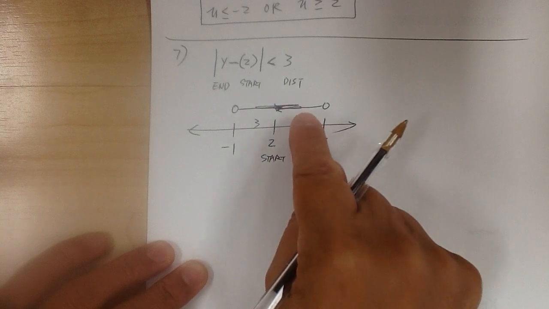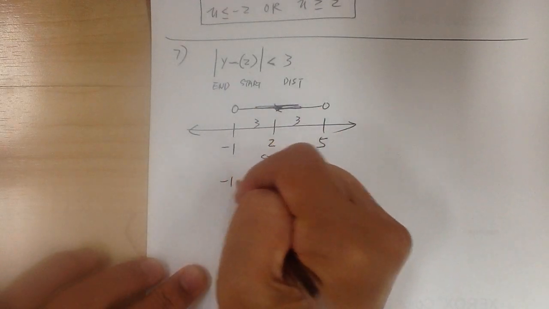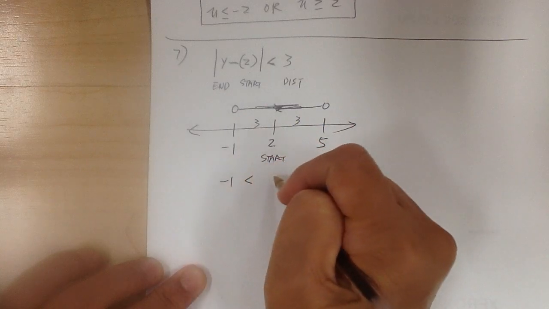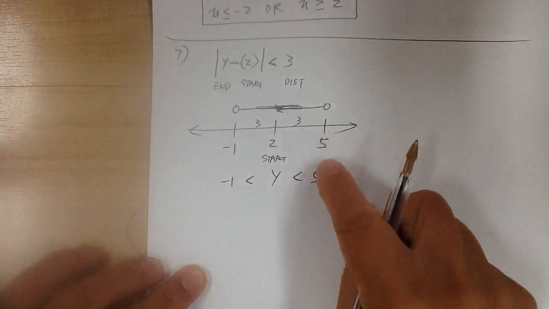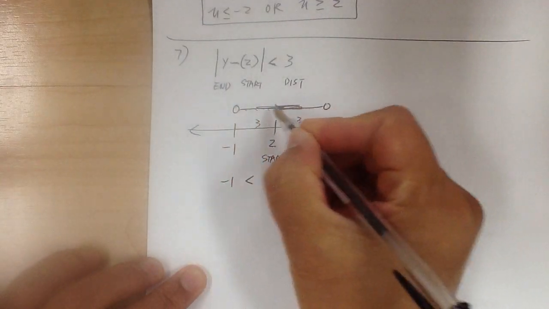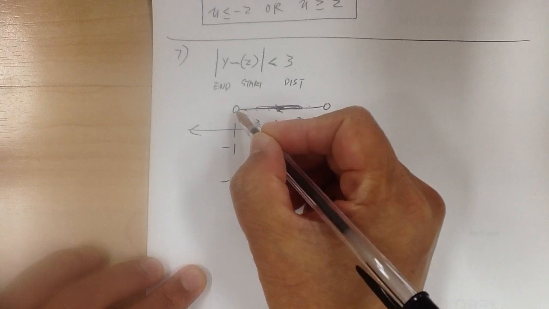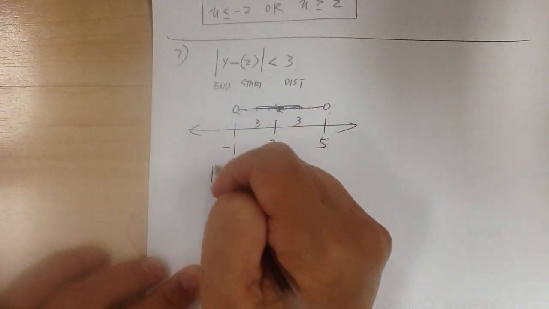So now you got a picture, you have to write your answer based on this picture. So you're going to get -1, so in this case it would be -1 is less than y is less than 5. Again, 5 is this, -1 is this, y is all these points over here. So all the points would be between -1 and 5, greater than -1, less than 5. Okay.